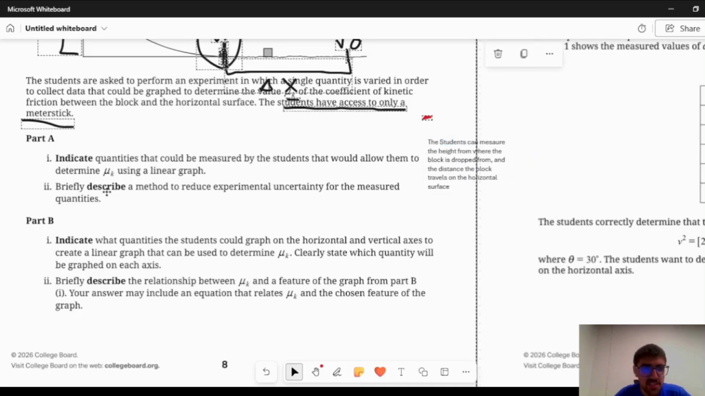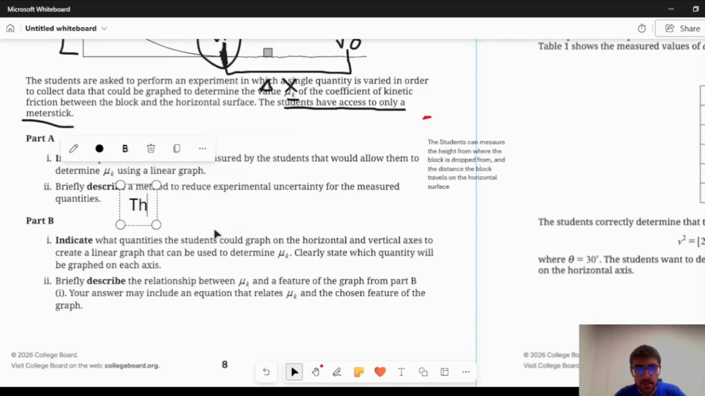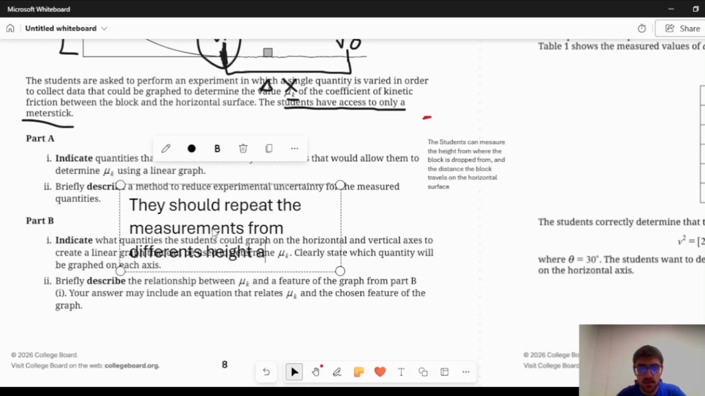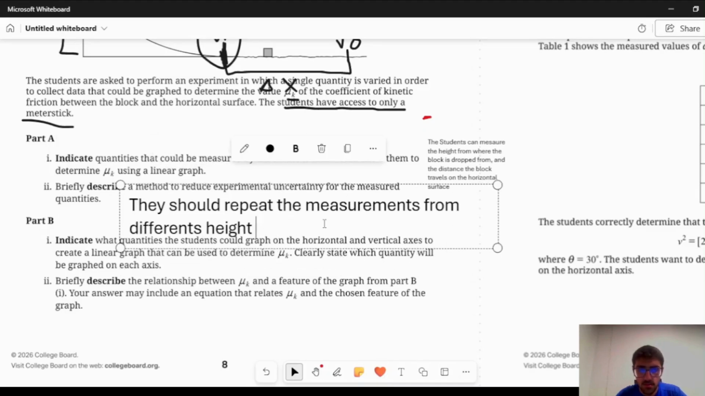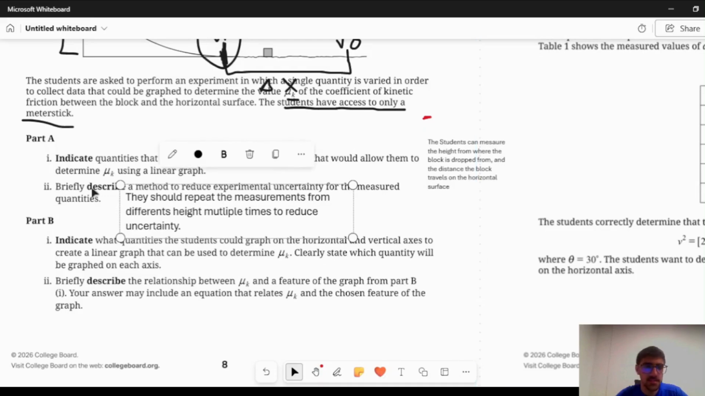And then for part 2, it says describe a method to reduce experimental uncertainty. It's the same thing across all AP Physics questions: they should repeat the measurements from different heights, and from different heights multiple times to reduce uncertainty. And that's it for this one. And that is it for part A.